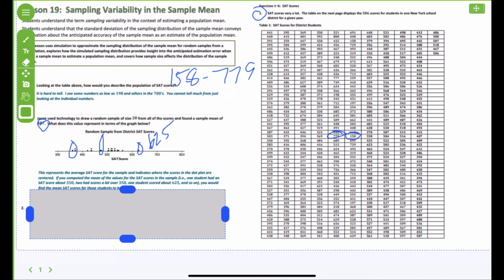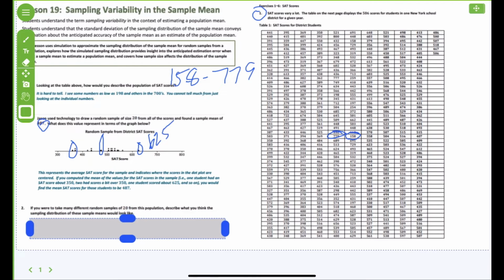So it says this represents the average SAT score of the samples and indicates where the scores in the dot plot are centered. If you computed the mean of the values of SAT scores in the sample, you have, okay, yeah, so 350, a few over 350, 625, and you would find the mean SAT scores to be 487.